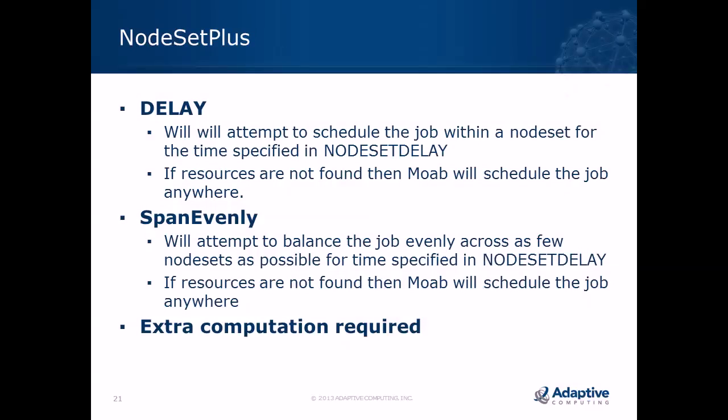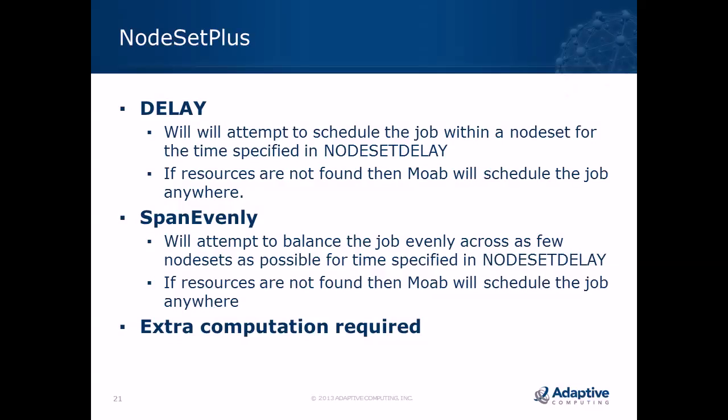The last slide, we're over. I just want to mention these two things really quickly: delay and span evenly. We've had requests to have Moab say the following. A job comes into the system and it wants to run within a node set, obviously, because running in a node set means the job runs faster. But let's say a node set isn't available, and because Moab's looking into the future, a node set is not going to become available for 2 hours. Well, what should Moab do?